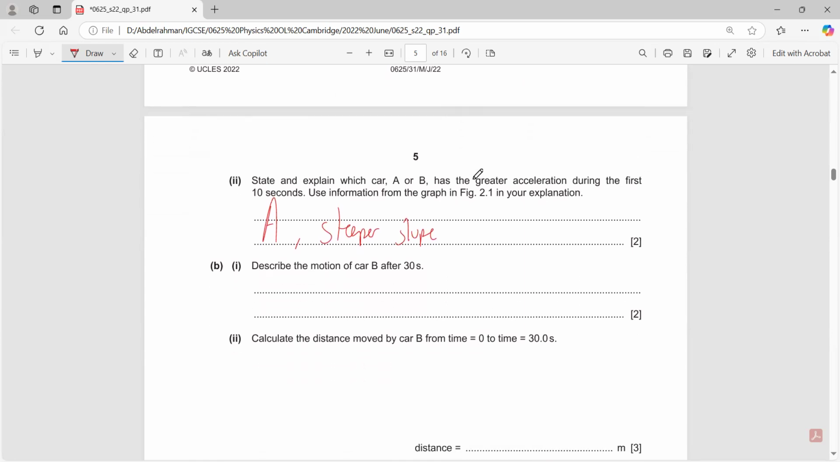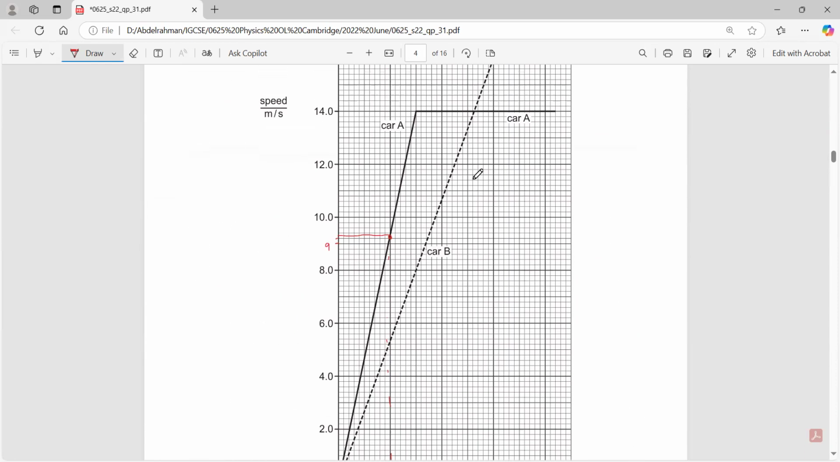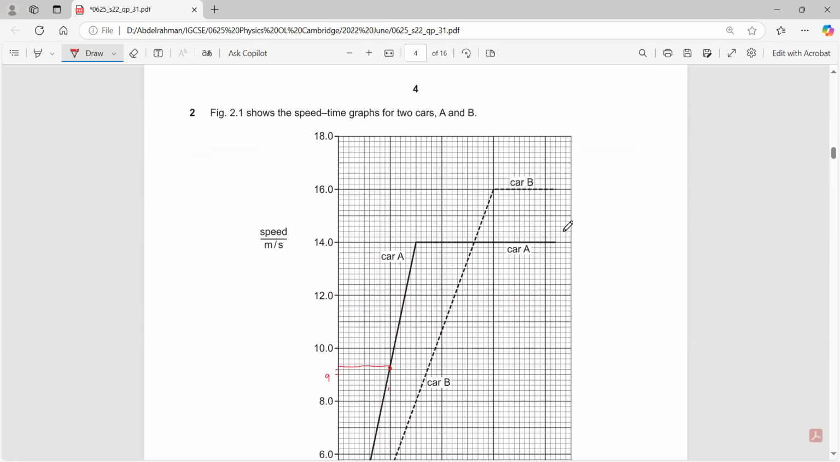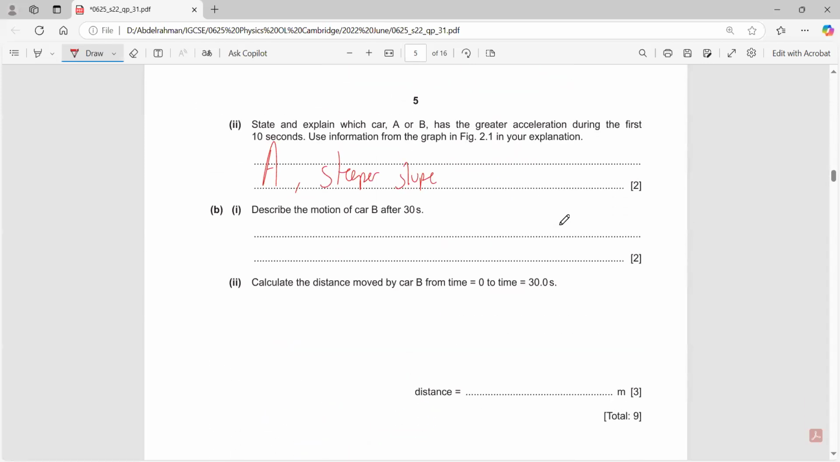Question B. Describe the motion of car B after 30 seconds. How is it moving? It's moving with a constant speed. But since it's 2 marks, you need to actually state the speed. The speed of the car would be 16 meters per second. So it's moving with a constant speed of 16 meters per second.